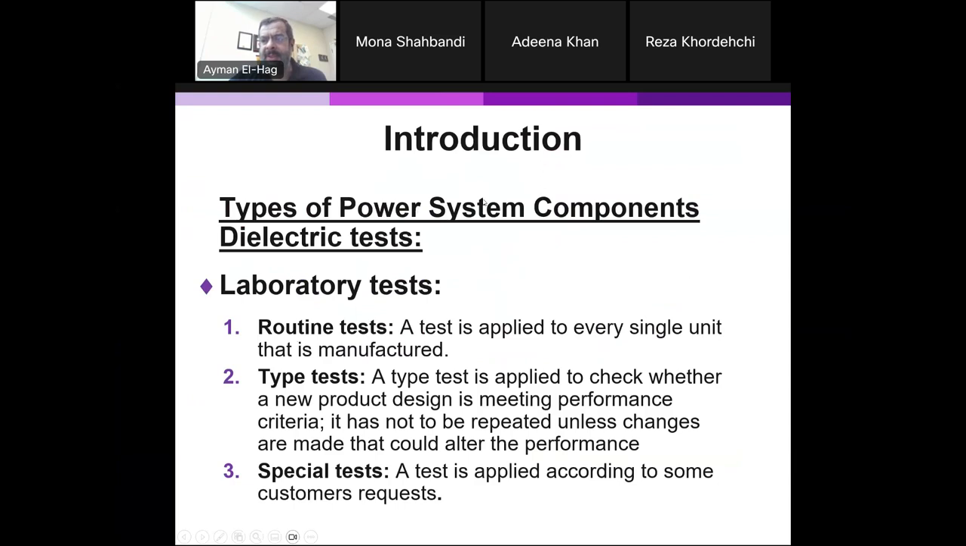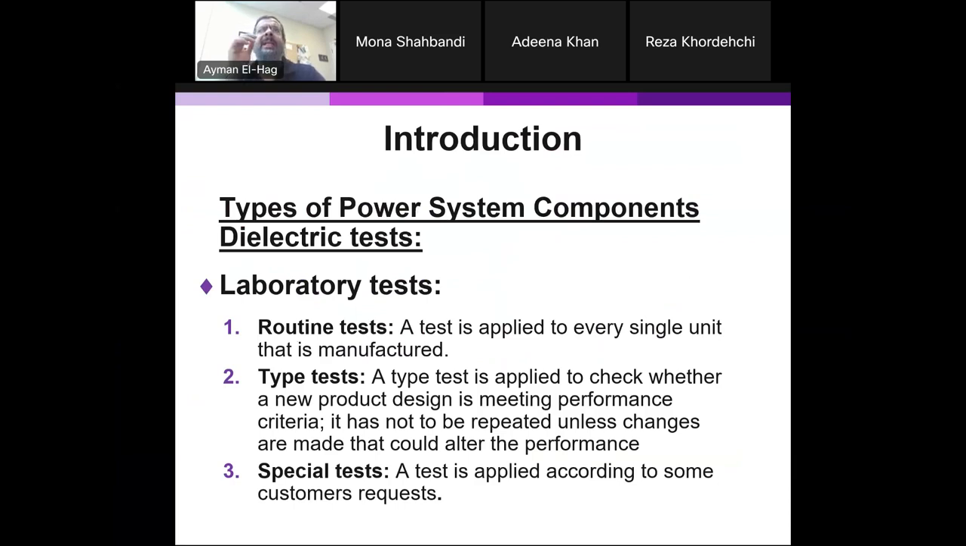Can I ask, there is another test, it's called sample test. Do you categorize this as special test, sample, and design test? These are for the outdoor insulators. Oh, for outdoor insulators only. Because there are too many of them. But even in outdoor insulators, there are some routine tests that are done on each unit.